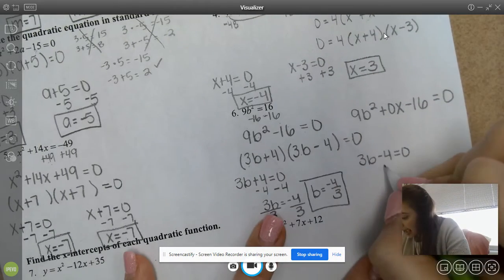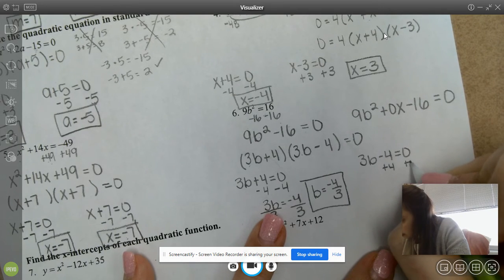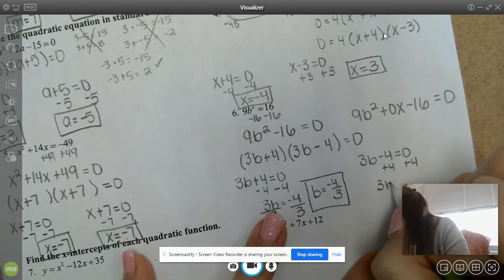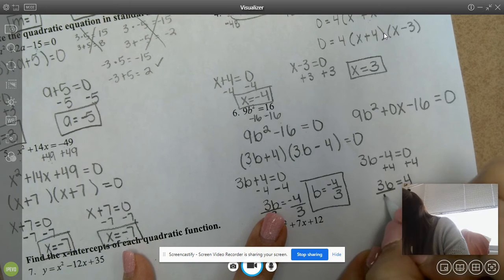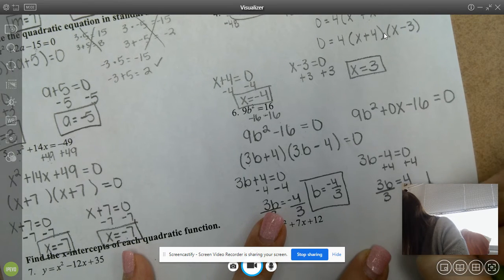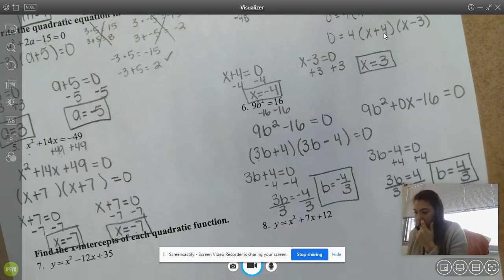Okay. We can add 4 to both sides. We get that 3b is equal to +4. We can go ahead and divide by 3 on both sides. And we get that b is equal to 4/3. And that is the other solution.